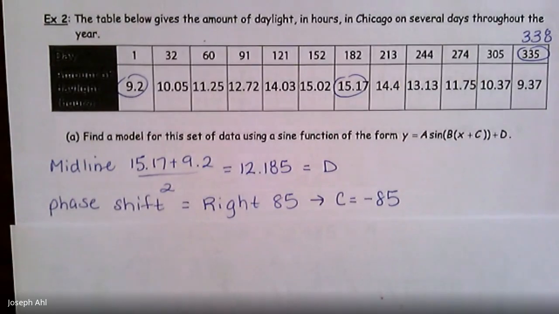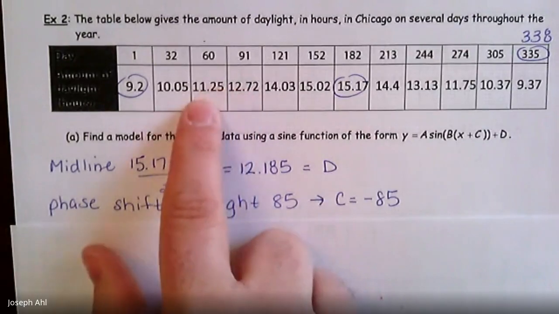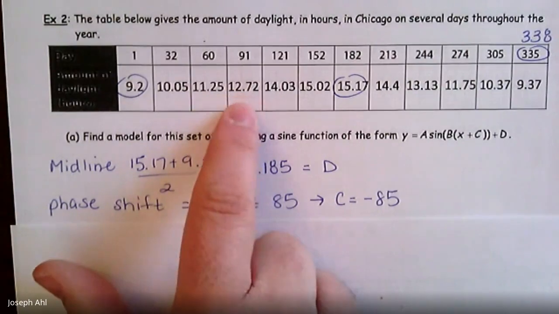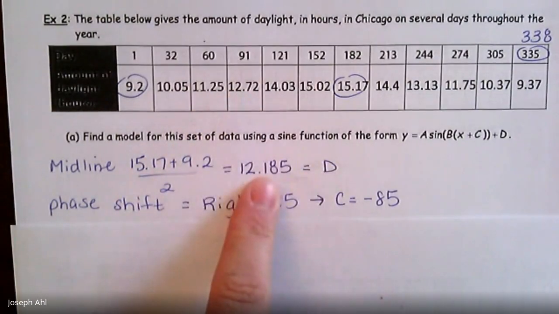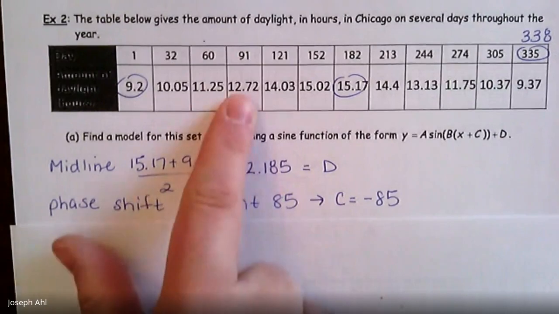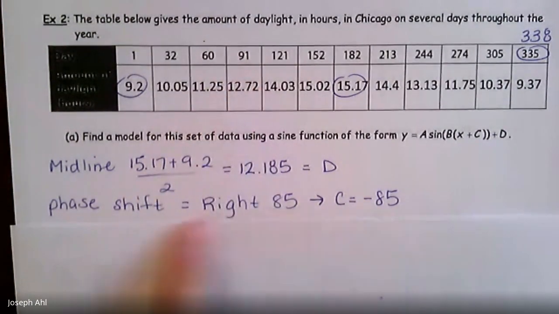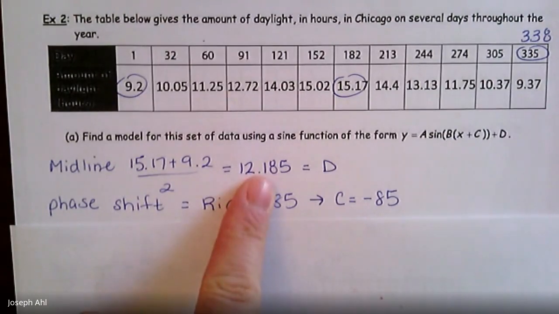If we take a look at the phase shift, I said it was right 85. Now, if you pick something, I hope you pick something somewhat close to that. You'll notice that it has to happen sometime between 60 and 91. And 12.72 is pretty close. It's definitely above the midline for a Y value, but I tried to pick something relatively close to 91 days. And I settled on 85 days later would be approximately when the height would be 12.185. So that's how I made that decision.